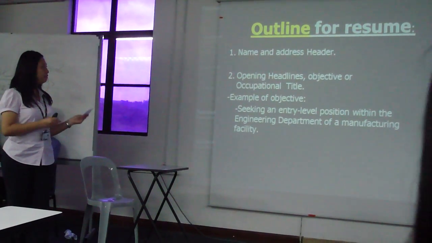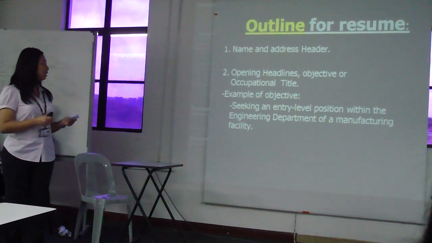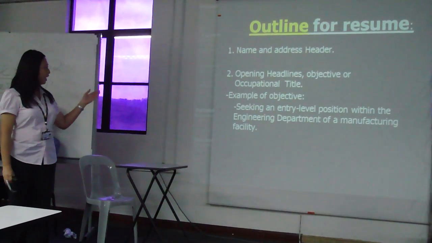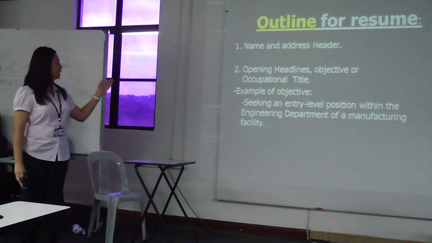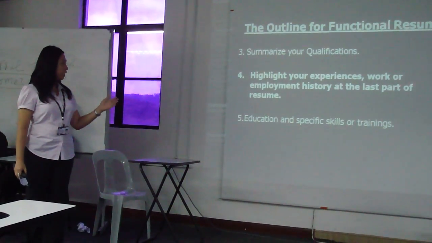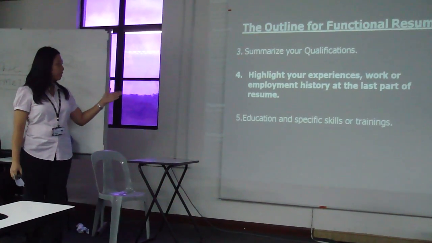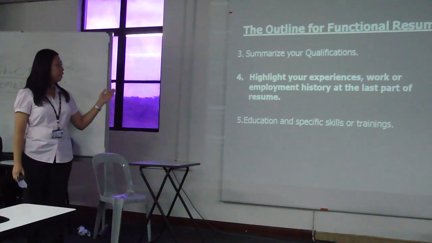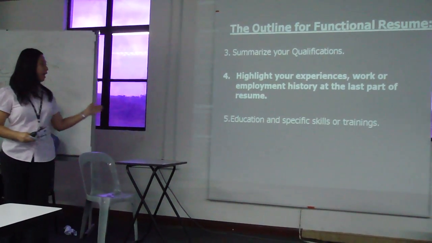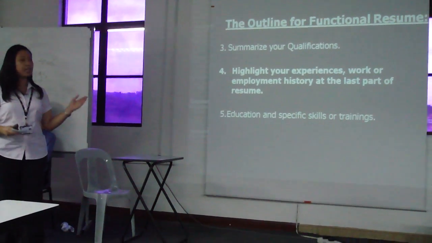Here are the outlines for the resume. First, you should include name and address as your header, followed by the opening headline, objective, and occupational title. You should also summarize your qualifications. Please highlight your experience, work, or employment history at the last part of your resume. And please, don't forget to include your education and specific skills or trainings in your resume as well.